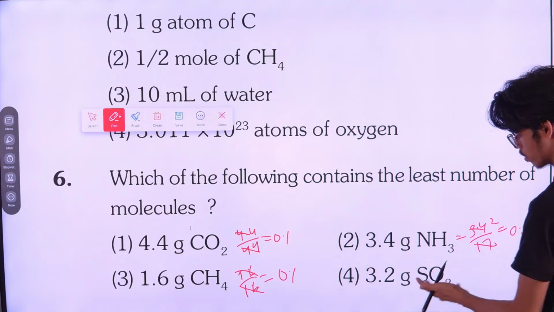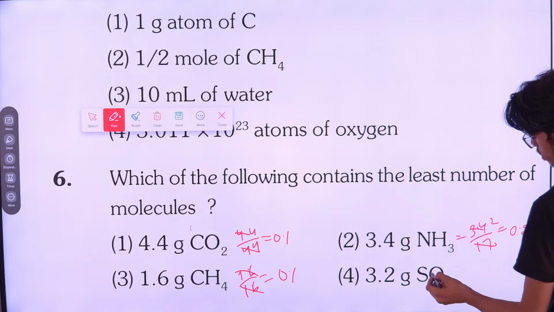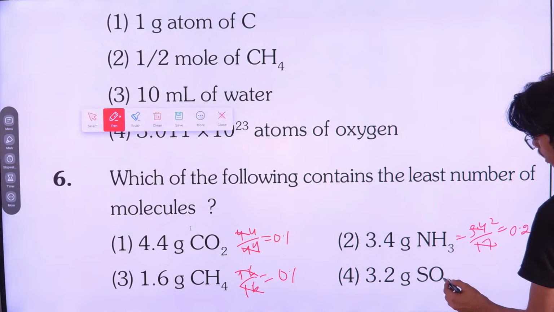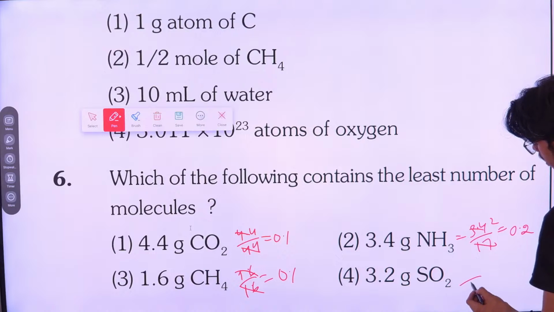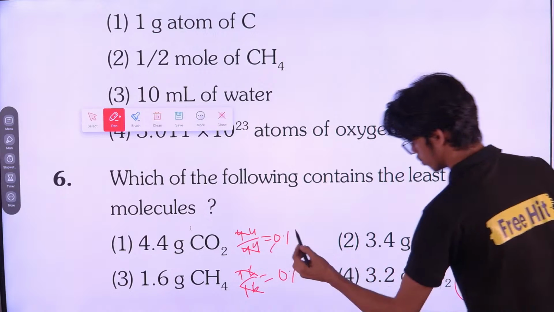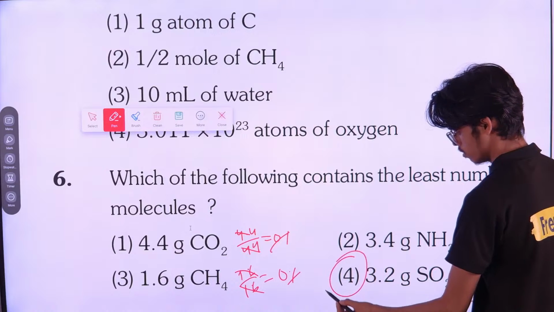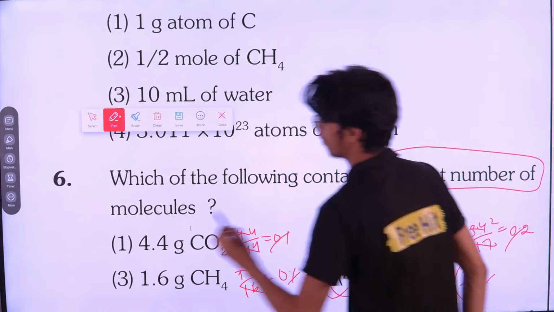If you don't want to do this problem and want to save your time, you can use this tactic. What is the mass of sulfur? 32. And the mass of oxygen is 16 plus 16, again 32. So there will be some bigger number in here, somewhere around 64, and if you write 3.2, the ratio is so much lesser as compared to these values. As the ratio is so much lesser than these values, hence this is the answer. This is the least amount of moles, hence this is the least number of molecules.